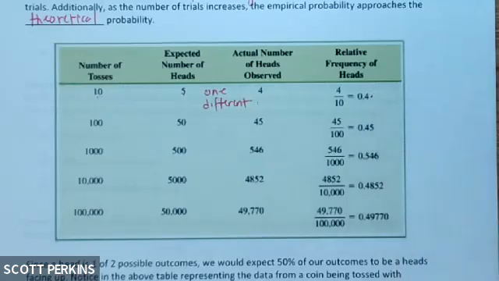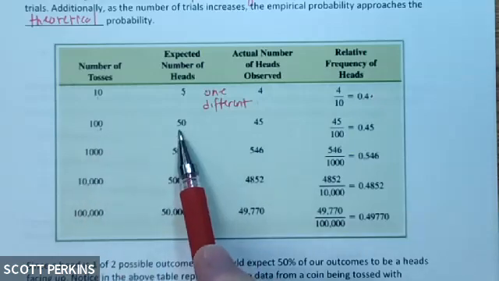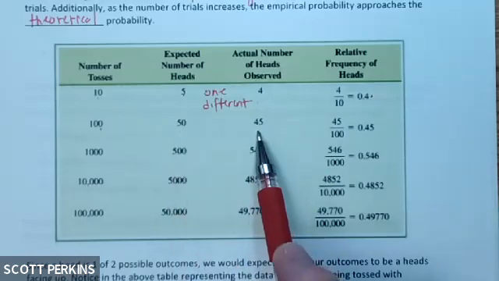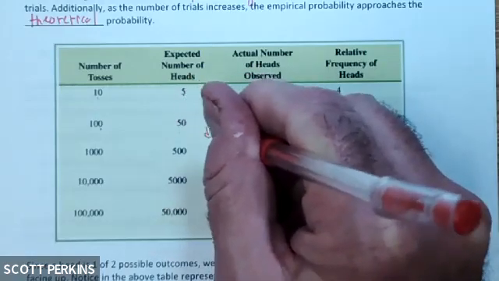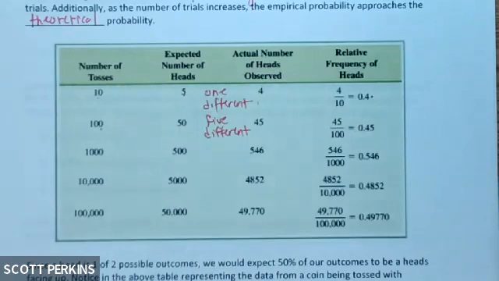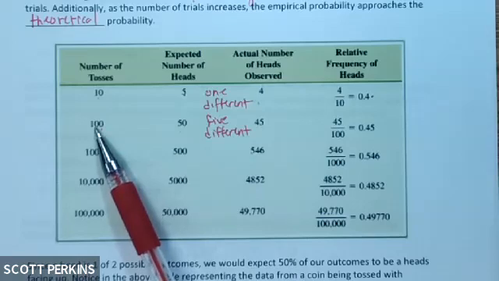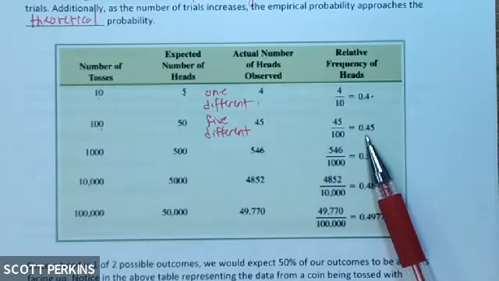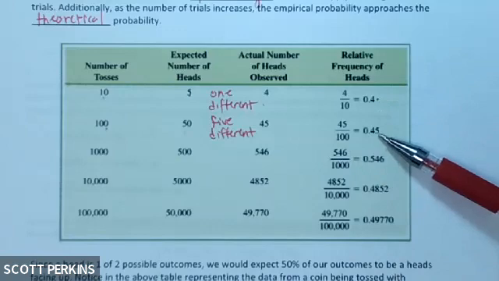Now notice in the second line, now we've done the experiment 100 times. Okay, we've increased by a factor of 10. Again, we would expect 50 heads. But this time we got 45. But notice here, we're 5 different than we would expect. We've got 5 fewer heads than we would expect. But here's the thing. Because I've done the experiment 100 times, each of those individuals matters less. Okay, so they're less significant. And so the empirical probability is 0.45. So notice I get a little closer to what I would expect.